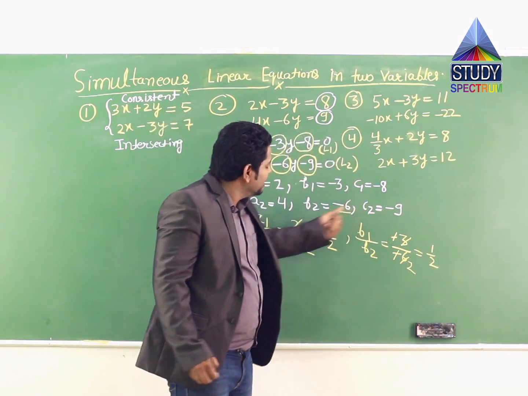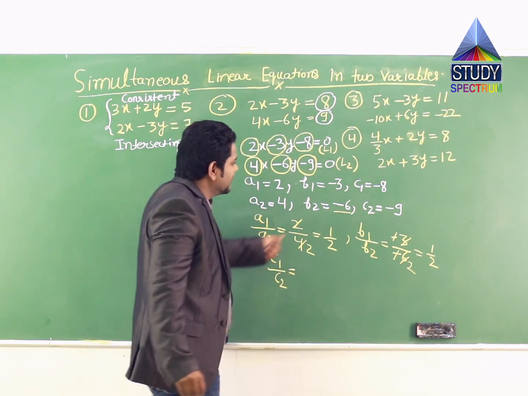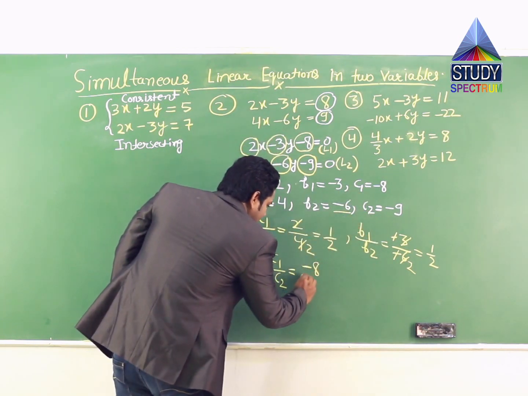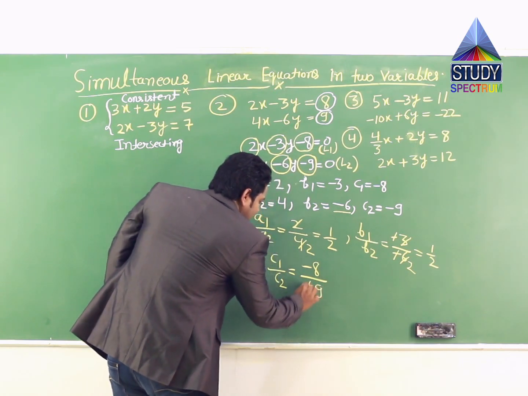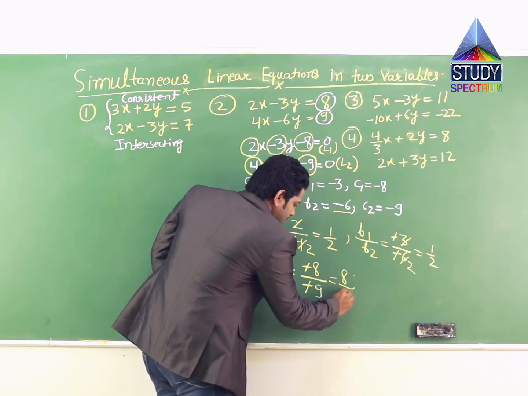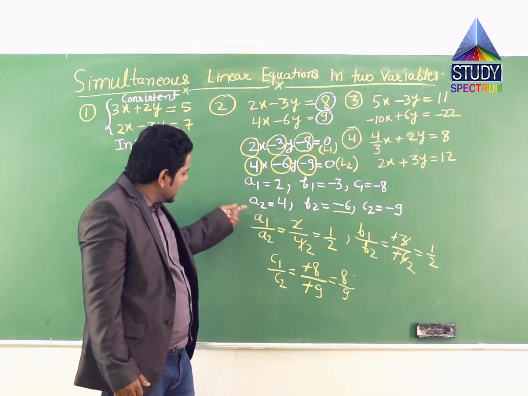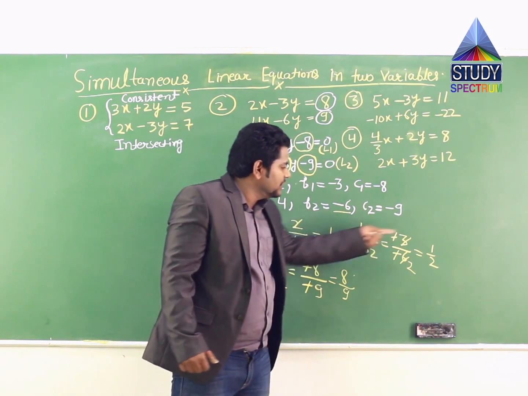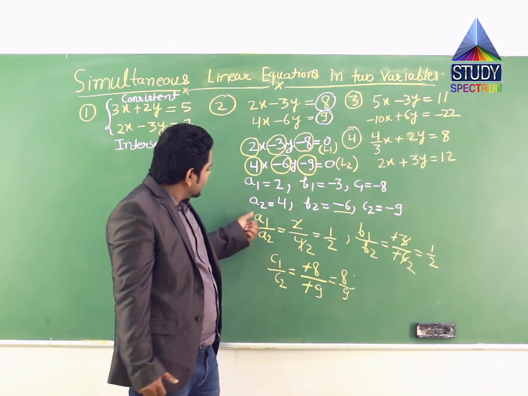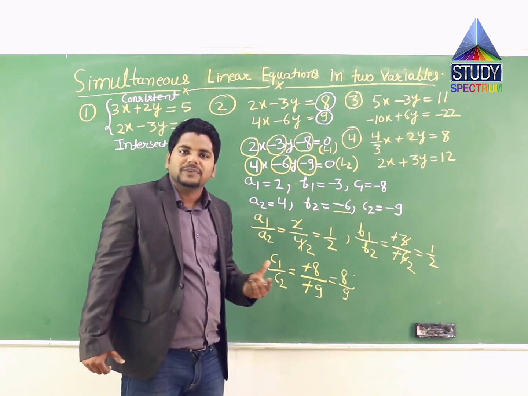Now come to C1 by C2. Here C1 is minus 8 and C2 is minus 9. Minus minus is cancelled out, so it is 8 by 9. Here you must be observing A1 by A2 is half, B1 by B2 is half, but C1 by C2 is not half, it is 8 by 9. So A1 by A2 is equal to B1 by B2, but these two are not equal to C1 by C2.